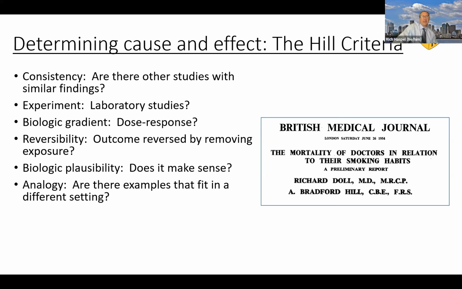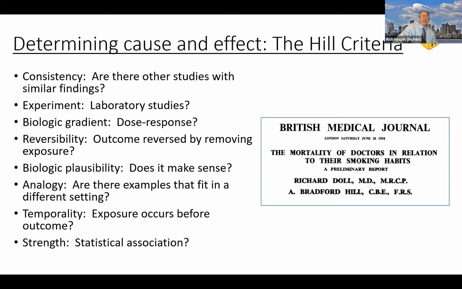And then there are a couple of other things, a little more complex. Analogy: are there examples that fit in a different setting? I look at this like, well, smoking causes cancer for other tissues, like oral cancer and things. So it's consistent. This is fairly obvious, but it shouldn't be that someone got lung cancer and then started smoking. There has to be temporality. And then the strength of the statistical association: how strong is the p-value, how many patients, things like that. So these are all things that you can use when you're looking through the literature. And I always think of the smoking model as a good one. And as we go through, some of the trauma studies will apply some of the Hill criteria.